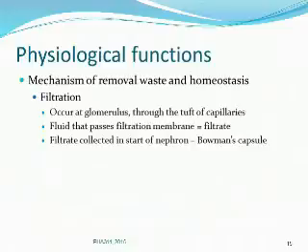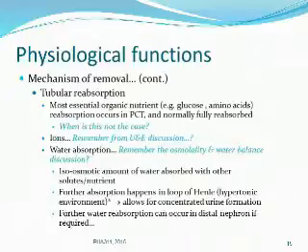Right, so the mechanisms of how the body removes waste and maintains homeostasis: the first is filtration. Filtration occurs at the glomeruli through the tuft of capillaries. Fluid that passes through the membranes is called filtrate, and the filtrate collecting at the start of the nephron is called the Bowman's capsule. So next, after it gets filtered, it goes to the Bowman's capsule and flows through the tubule. So we start with tubular reabsorption.